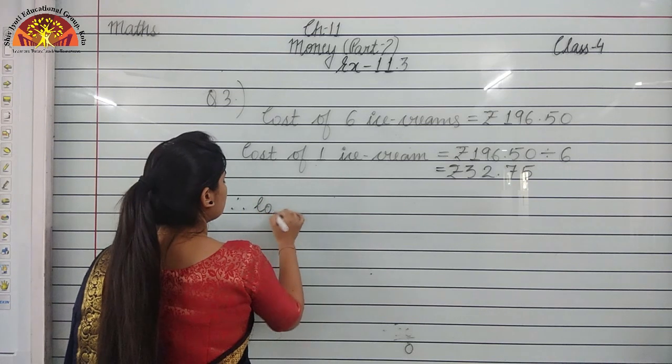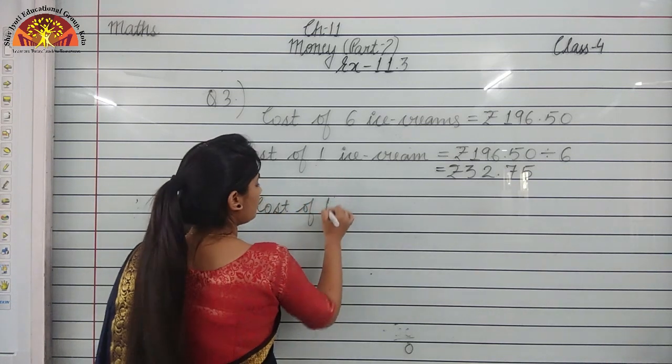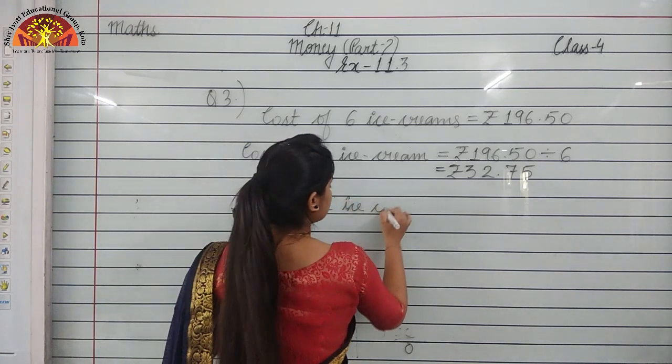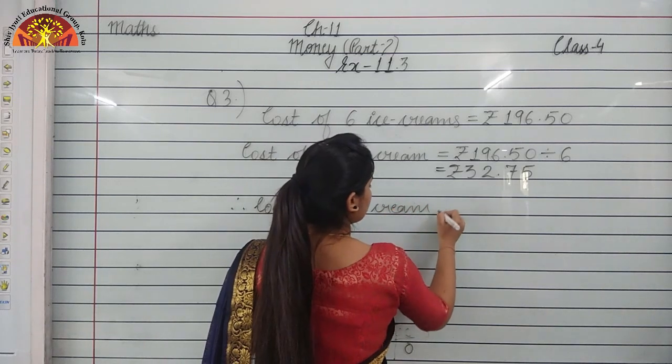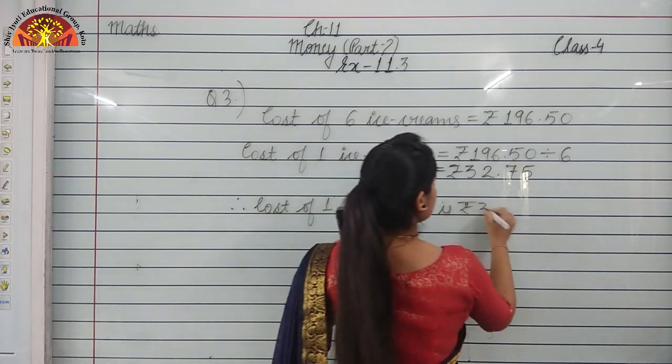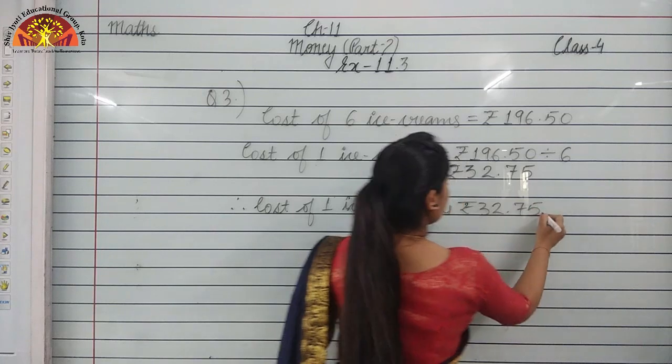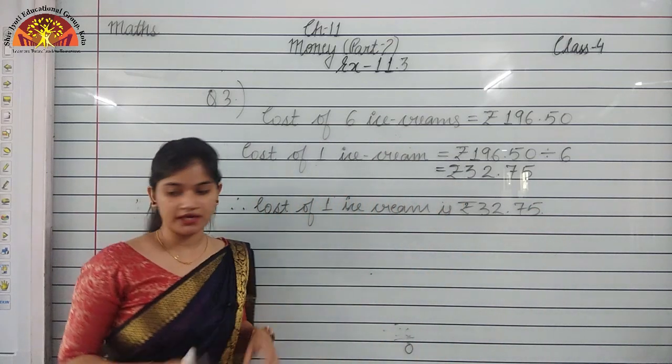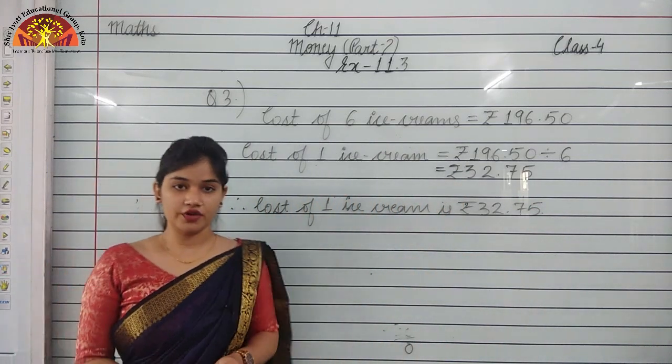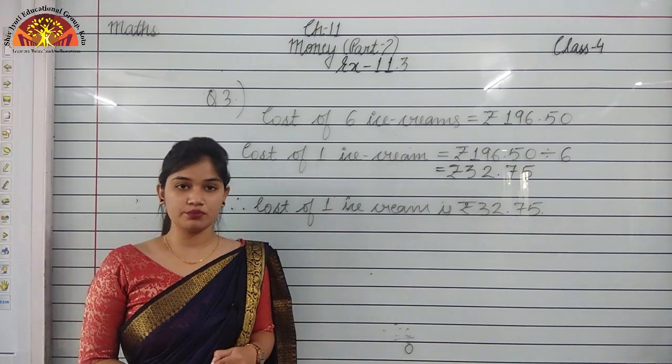Therefore, the cost of one ice cream is rupees 32.75. So in this way students, you can find the answer and you can solve the word problems. Now we will see question number 6.